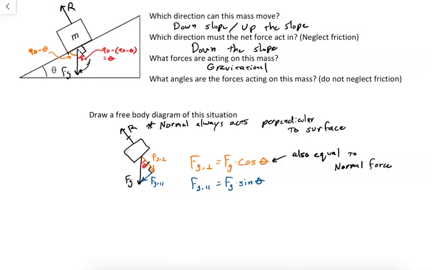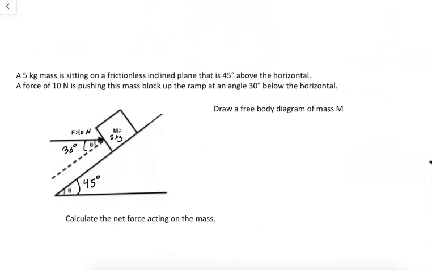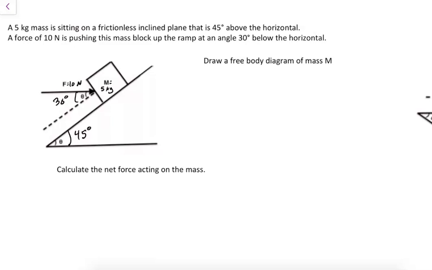All right, now let's look at a situation a little harder. Try to make sense of this. We have a 5 kilogram mass that is sitting on a frictionless inclined plane that's 45 degrees to the horizontal. A force of 10 newtons is pushing this mass block up the ramp at an angle of 30 degrees below the horizontal. We'll have to find out which direction it's going. Therefore, we have to find the net force acting on the mass. So even though the force is pushing it up, it might not be pushing it up the ramp.